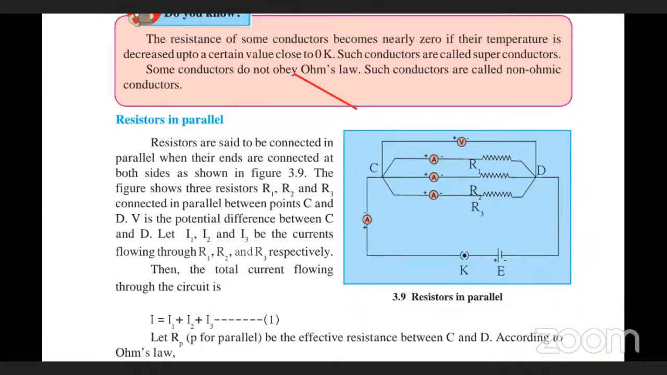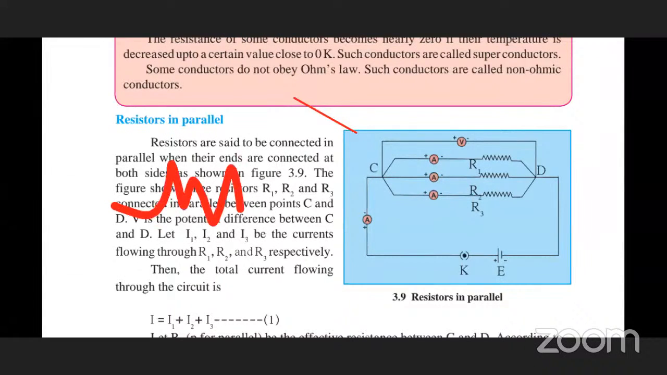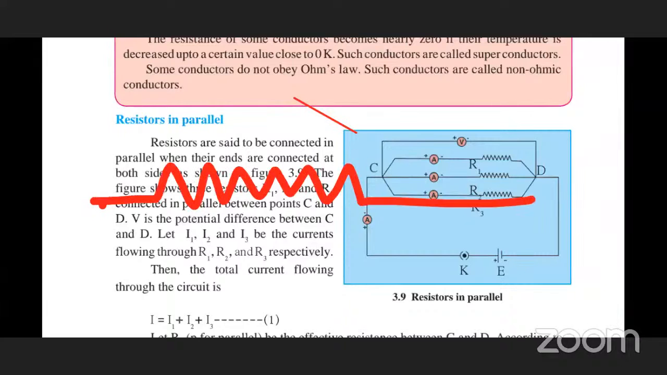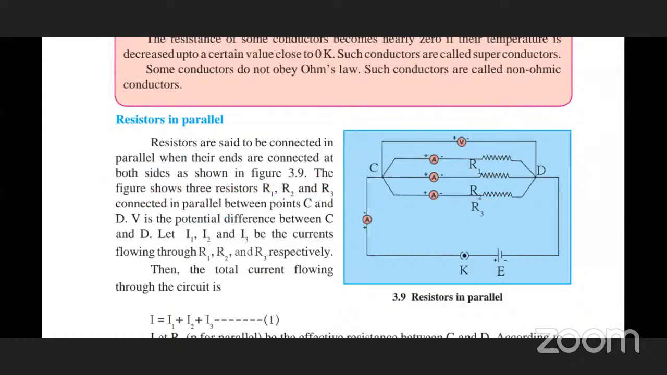Again here you have three resistors R1, R2, R3. How do you understand that it is a resistor if R is not written but the symbol is like this? Resistor has a symbol like this. So wherever this type of symbol is there, you should understand that it is a resistor.